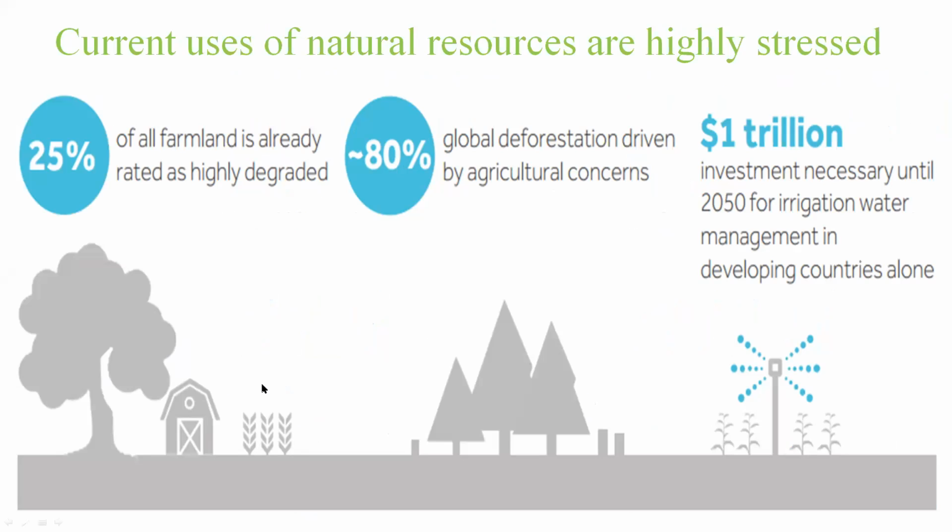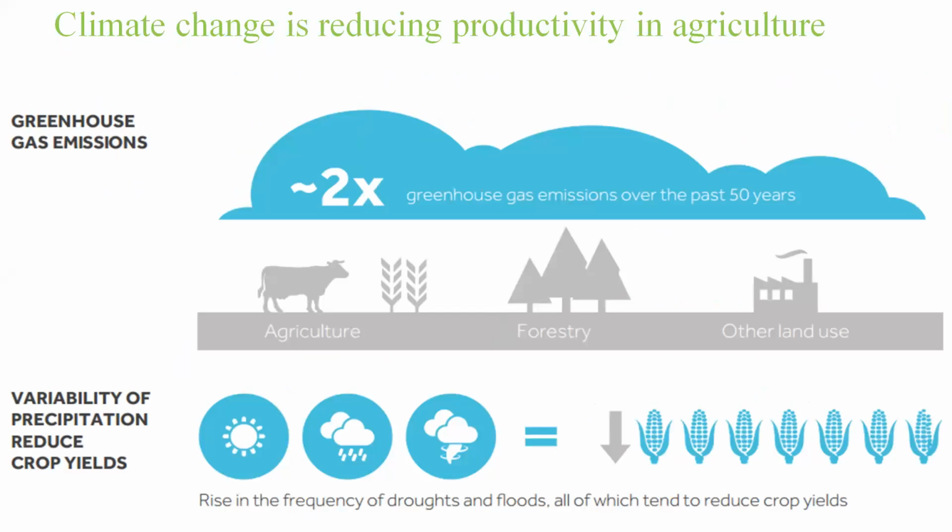Output means we need both quality and quantity. And if you look at the input, meaning land, water, fertilizer, and other resources, 25% of farmland is already degraded, so it is not good for high productivity. We are also affecting our global environment. The majority of greenhouse gases come from agriculture and other sectors, so climate is also becoming unpredictable. This year, because of COVID, there is less pollution and we are getting a lot of rain. Sometimes we will not get rain at all.